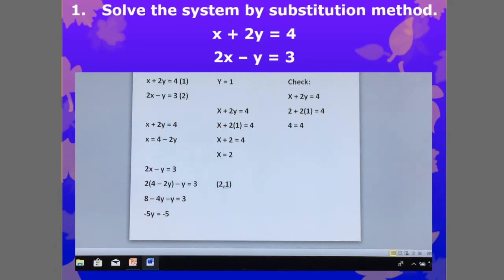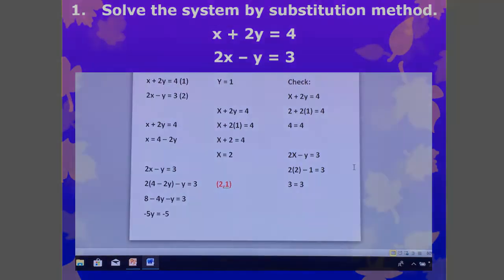True. Next, equation 2. 2x minus y equals 3. Copy 2, our x is 2, minus our y is 1, equals 3. 2 times 2 is 4, minus 1 is 3. So we have 3 equals 3. It's true. (2, 1) satisfies equation 1 and equation 2. We obtain true statements to both equations. Therefore, (2, 1) is the solution of the system.